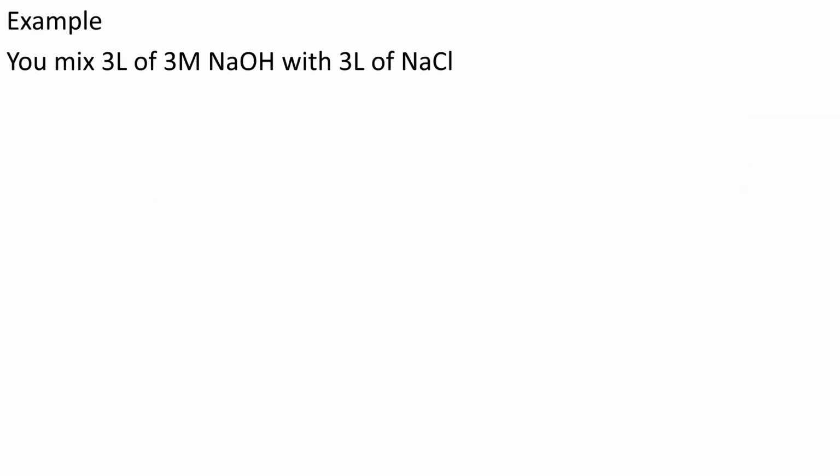Let's try another one. This one's a little tougher. You have 3 liters of 3 molar NaOH with 3 liters of NaCl. This is more typical conceptually because it requires a little bit of thinking. You know this is your V1. You know this is your M1. Here's the problem. Is 3 liters your V2? Well, if that's your V2, then what the heck are you doing? Your V1 and V2 are the same. They can't be. It's impossible. So what happened? You have to think.